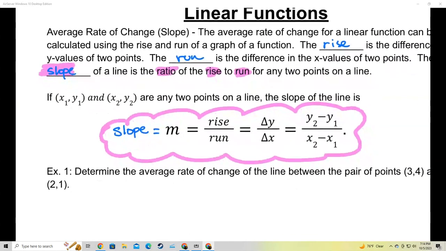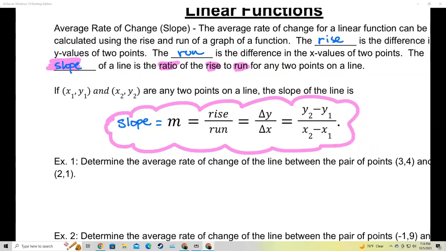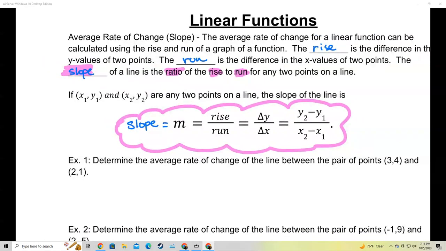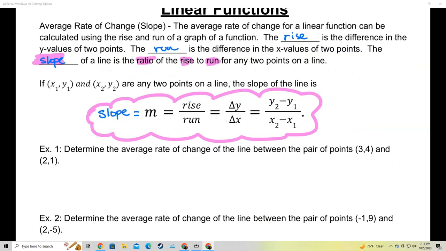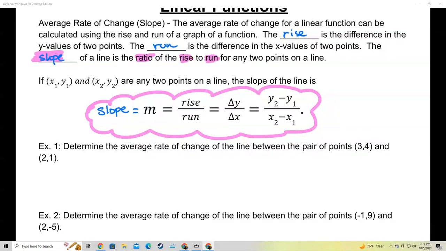Okay, so it says determine the average rate of change between the pair of points (3, 4) and (2, 1). So if I want to find the slope, in this case, they gave me 2 points. I'm going to label this one my first x and my first y. And I'm going to label this one my second x and my second y. According to the thought bubble that I have up there, if I want to find my slope or my average rate of change, I just got to use the formula. So I'm going to write m equals y2 minus y1 over x2 minus x1.